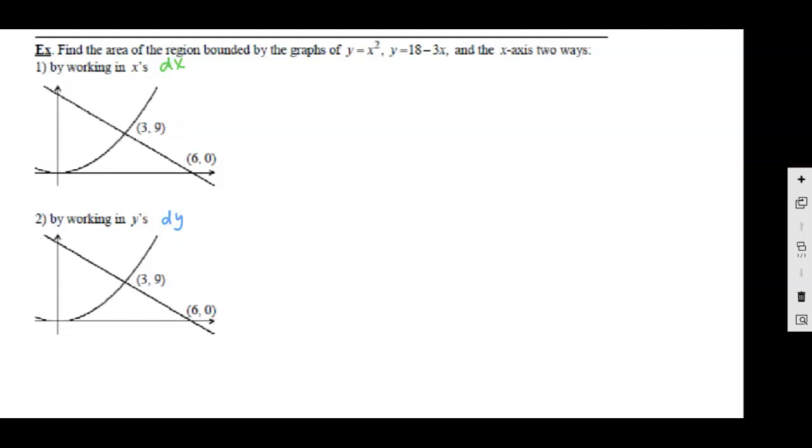Okay, so let's see. It says find the area of the region bounded by the graphs. We got y equals x squared. Let's graph it. y equals x squared. That's this one. Okay, so that one's good. And then we have the line 18 minus 3x. Here we go. And then it says the x-axis. Okay, that's easy. Yeah, I guess we can see the yellow sometimes.